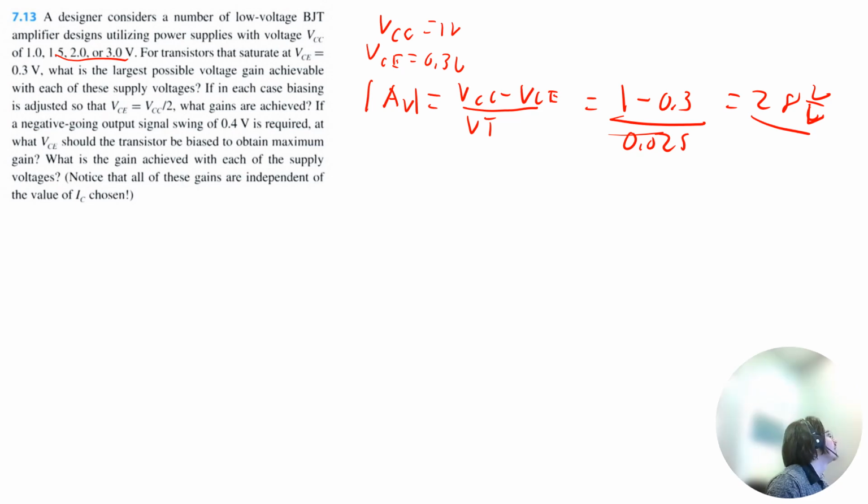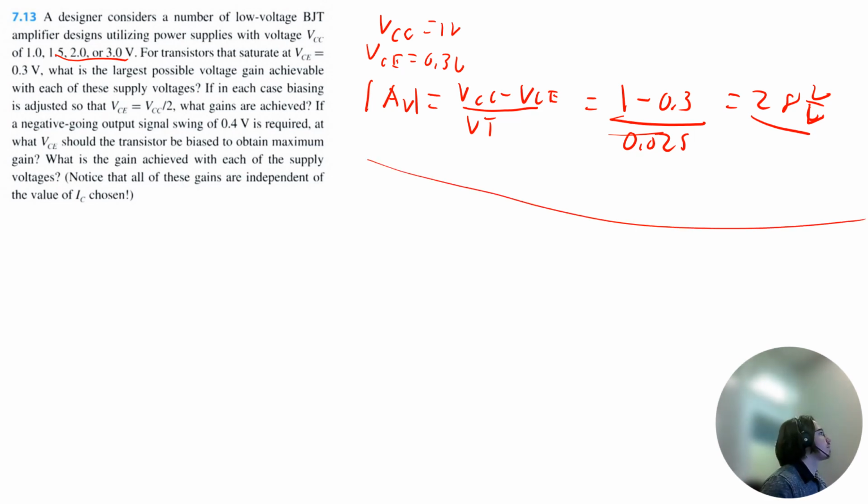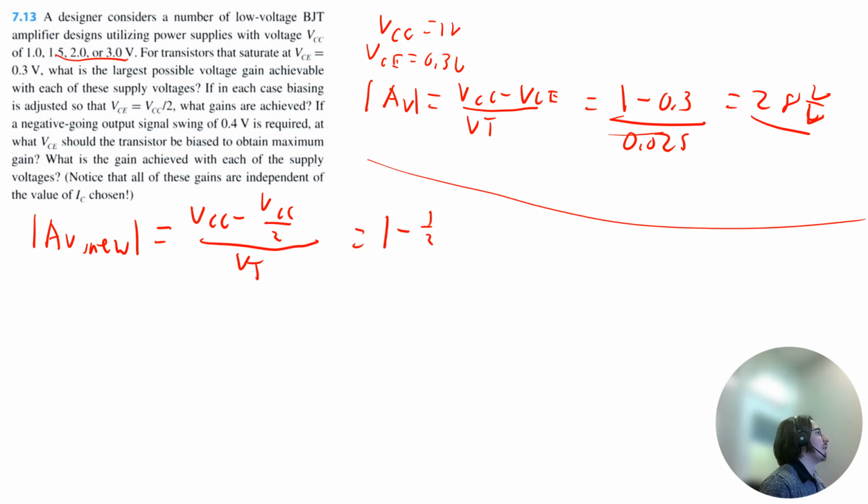Next question. If in each case biasing is adjusted so that VCE equals VCC divided by 2, what gains are achieved? So we're just going to call this AV new. So now VCE is equal to VCC divided by 2, divided by the thermal voltage. So that's going to be 1 minus 1/2 divided by thermal voltage. And that'll be 20 volt per volt.